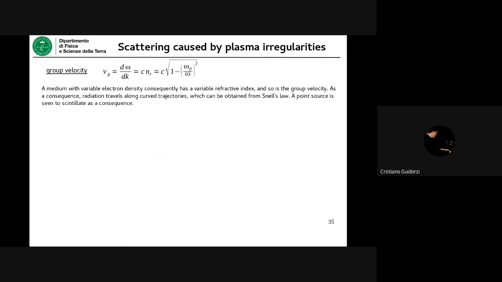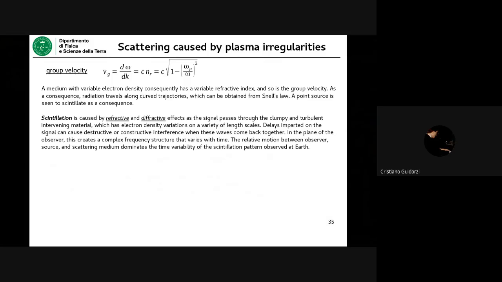In particular, we will study the effect of both refraction and diffraction. What we will be focusing on is a medium which you can think of as a clumpy medium, made up of blobs, each of which is characterized by a slightly different refractive index due to a different electron density. So we will see essentially how the plane wave crossing this region is affected.